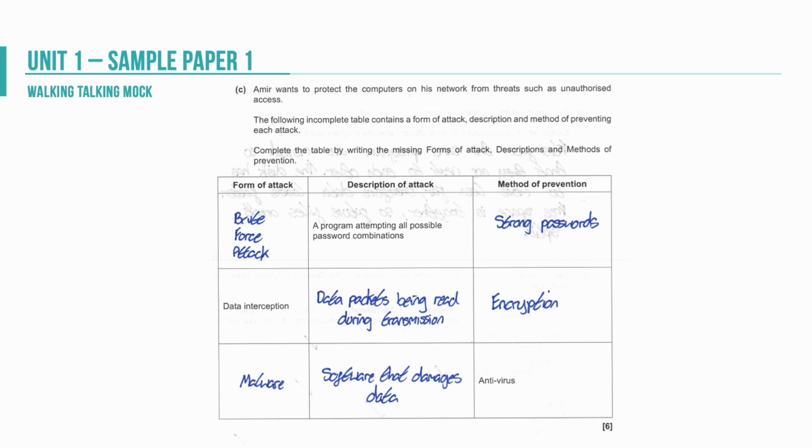Data interception is all about data packets being read during transmission. That during transmission part is important, and the way to stop that is by encrypting those data packets. Finally, malware or viruses, software that damage data, and the prevention is given to us, and that's the antivirus.